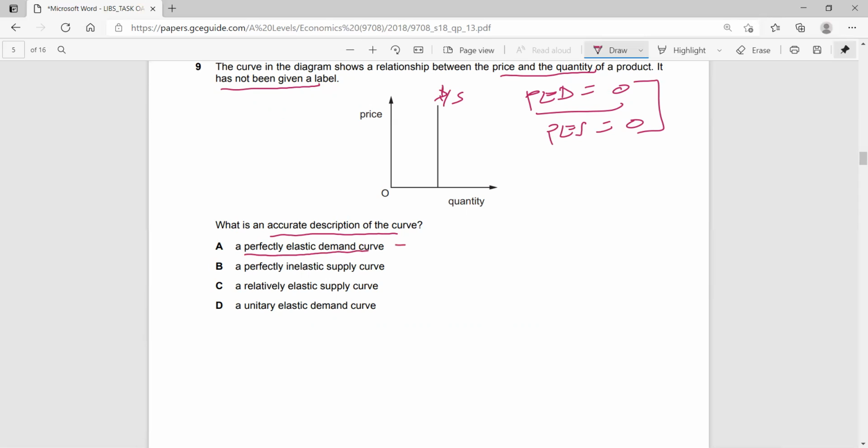Perfectly elastic demand curve would be horizontal, so no. It is a perfectly inelastic supply curve, which is vertical, as just discussed. A relatively elastic supply curve would be slightly more flat, not horizontal, but more flat, so that's not it. And a unit elastic demand curve is something like this, usually. And thus it won't be that either.